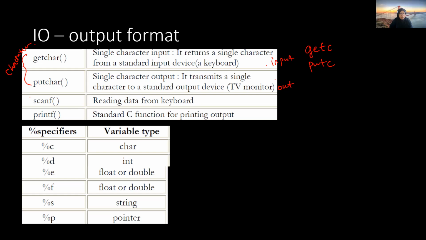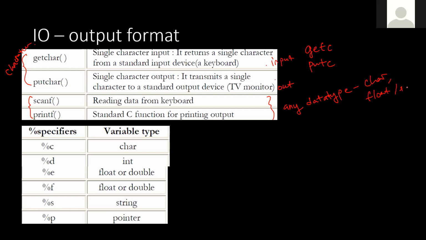Same thing, if you use Scanf or Printf, these two are more wide. You can use any data type, meaning that you can use character. You can also use the float, double, and also the integer. So this is wider usage compared to the get char and put char, get C, put C.